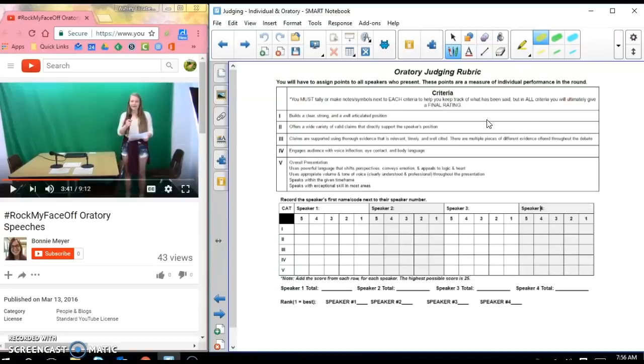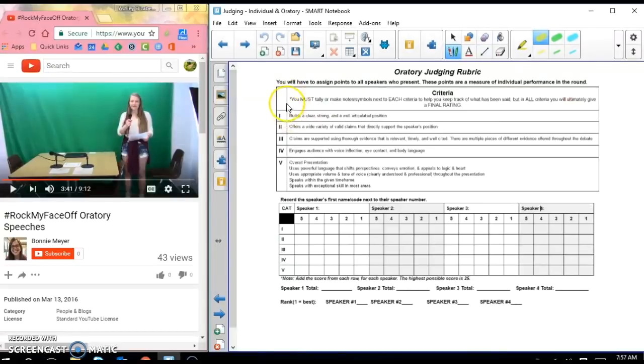This is a good thing to do for yourself every single time before you judge, because in individual events, you are ultimately going to have to rank all the different speakers. So as you go through and look at your different criteria, you need to be thinking about what makes the speakers different from one another, what makes one speech more quality than another presentation.